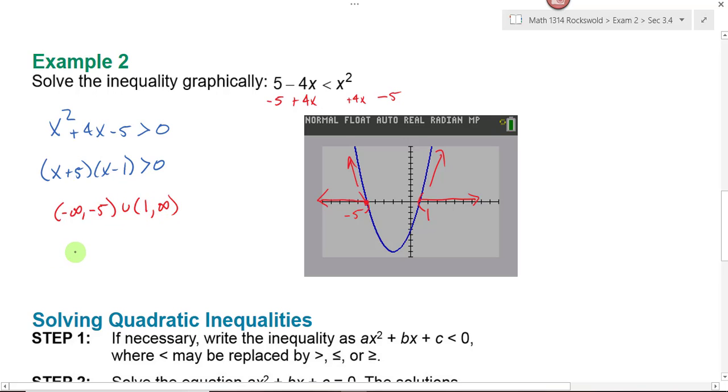If I asked you to write it using an inequality, you would say x is less than -5 or x is greater than 1. What would have to change so that I would put brackets here instead of parentheses? It has to be greater than or equal to. I haven't come across an example like that. I just wanted to make sure you remembered that.